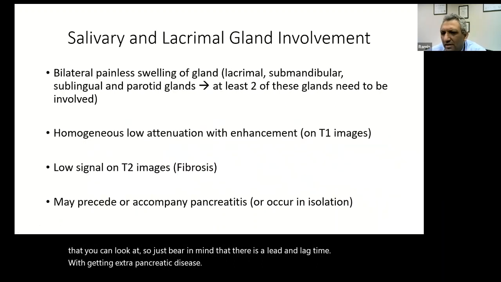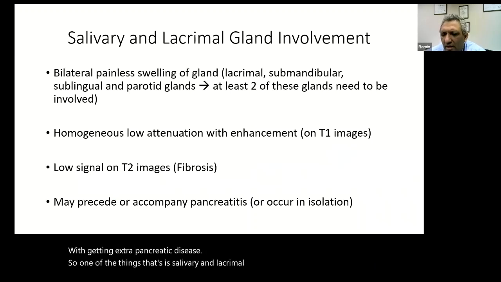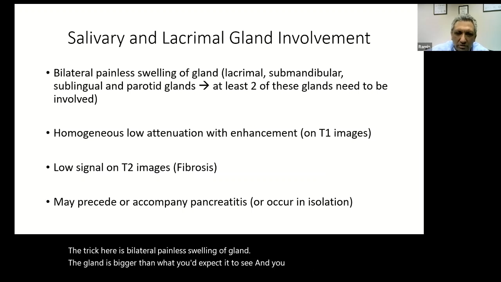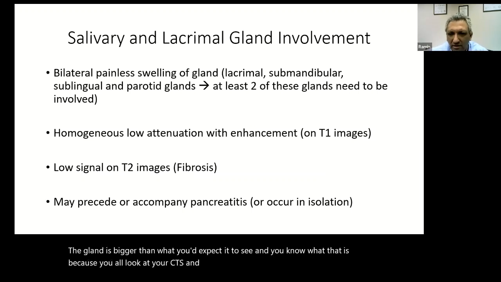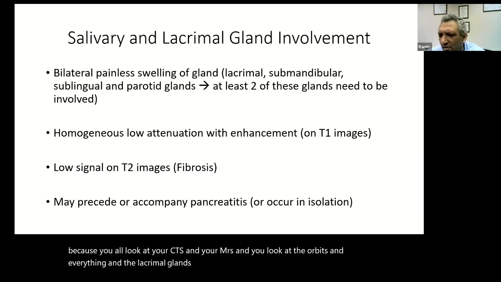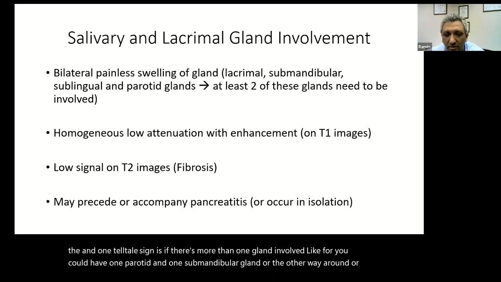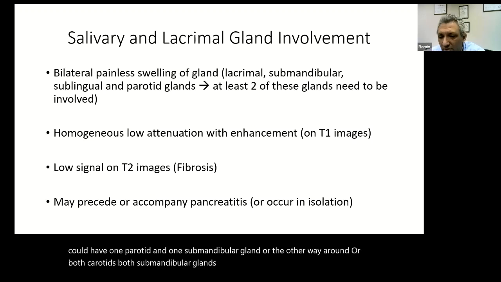So one of the things is the salivary and lacrimal gland involvement. The trick here is bilateral painless swelling of the gland. The gland is bigger than what you'd expect to see. And you all know what that is, because you all look at your CTs and your MRs, and you look at the orbits and everything, and the lacrimal glands and submandibular glands and all of that. And one telltale sign is if there's more than one gland involved. Like you could have one parotid and one submandibular gland, or the other way around, or both parotids, both submandibular glands, or all four of those glands.